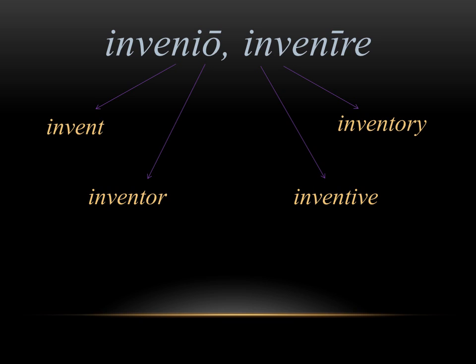If you invent a new product, you can think of it as finding it for the first time. And if you think of an inventory, that's just a list of items. Usually you're making that list so that you can find them at another time or at a later time. So again, all four of these words in English have to do with that root of finding something.